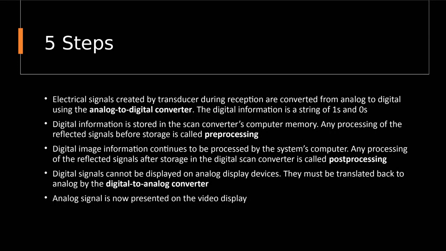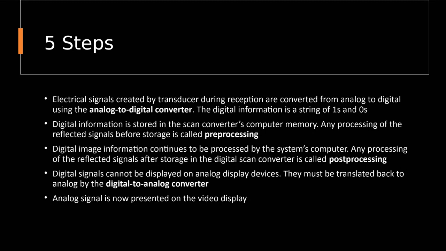So these 5 steps: the electrical signals created by the transducer during reception, right? We've received those reflected sound waves, our transducers converted them back to electrical energy, and they're converted from that analog precise information to digital zeros and ones using the analog to digital converter. So now we're getting zeros and ones. That digital information is going to be stored in the digital scan converter's computer memory as bytes, right? Any process of the reflected signals before that information is stored is called pre-processing.